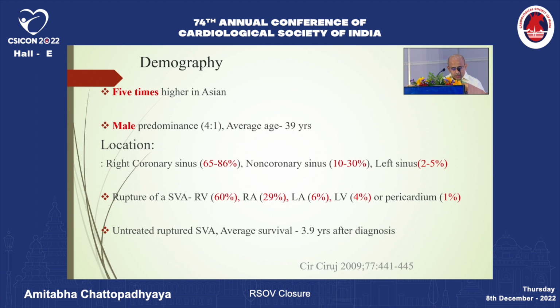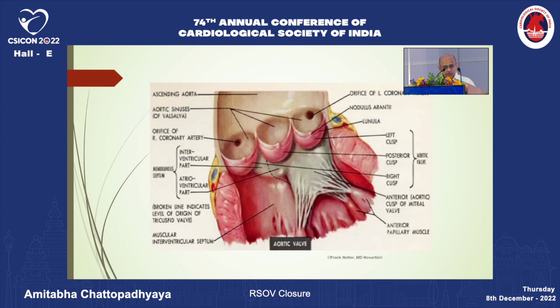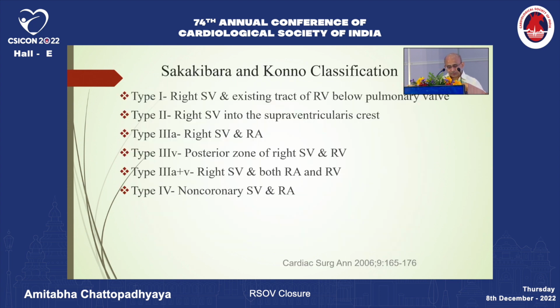With untreated rupture of the sinus of Valsalva, average survival is 3.9 years after diagnosis. Mostly it presents acutely, according to book teaching, though we have seen some patients who have presented a little bit later on. So this is the classical diagram which we use for describing the sinuses.